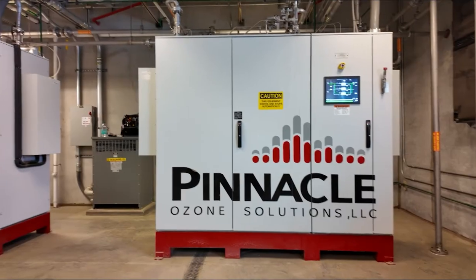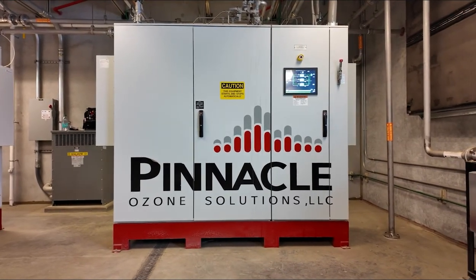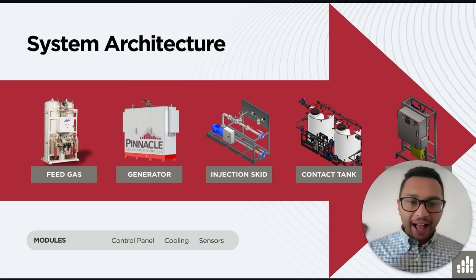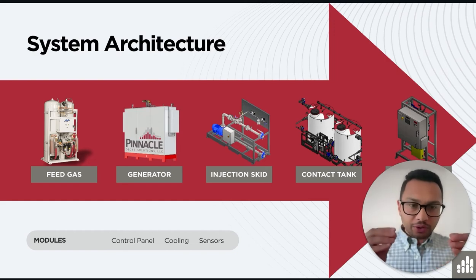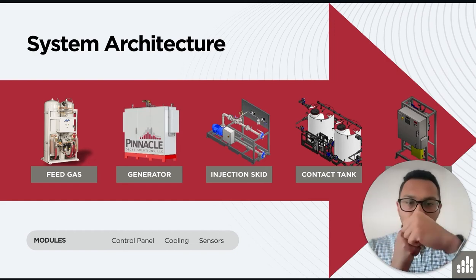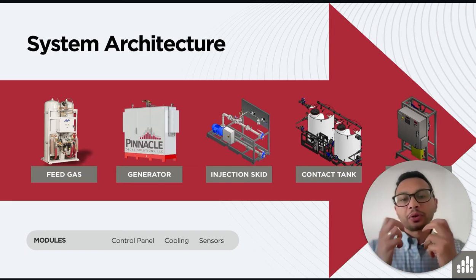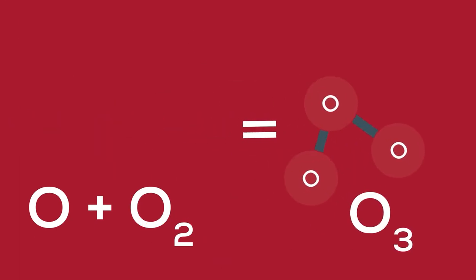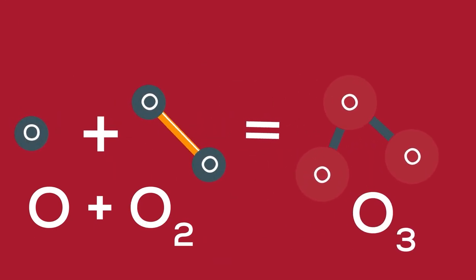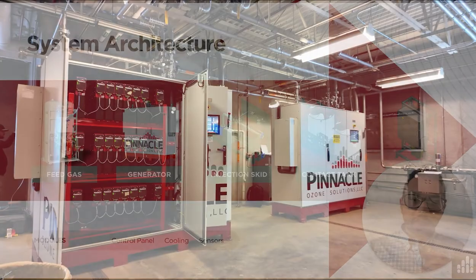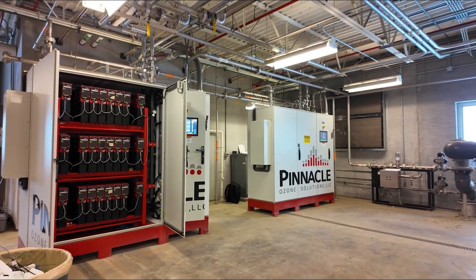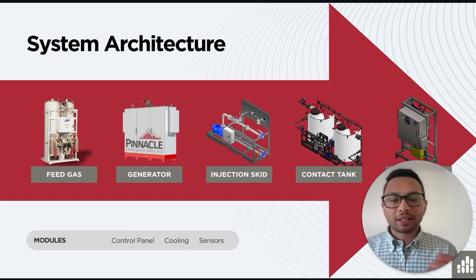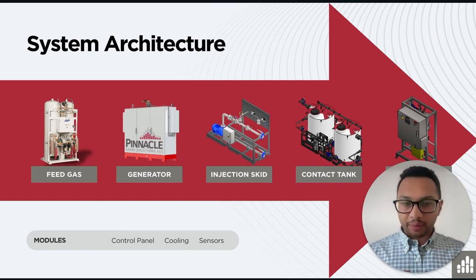Next is the ozone generator itself. This is where oxygen passes through and where corona discharge occurs. High voltage AC current splits the O2 into separate oxygen atoms, which then react with another O2 to form O3. This is where ozone is formed. This process is sensitive to temperature, gas pressure, and electricity, so the system must be very precise and cooled as well. Pinnacle systems are built around plasma block technology that maximizes efficiency and increases reliability.